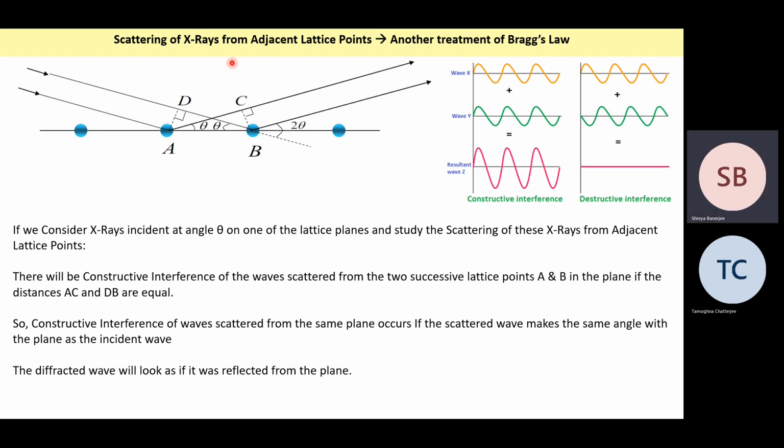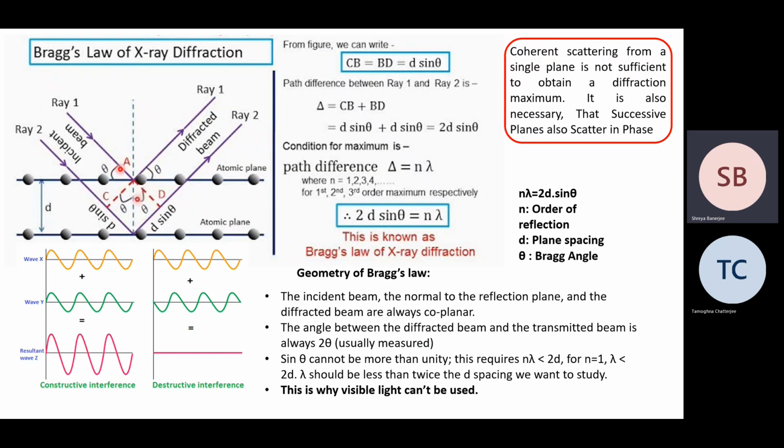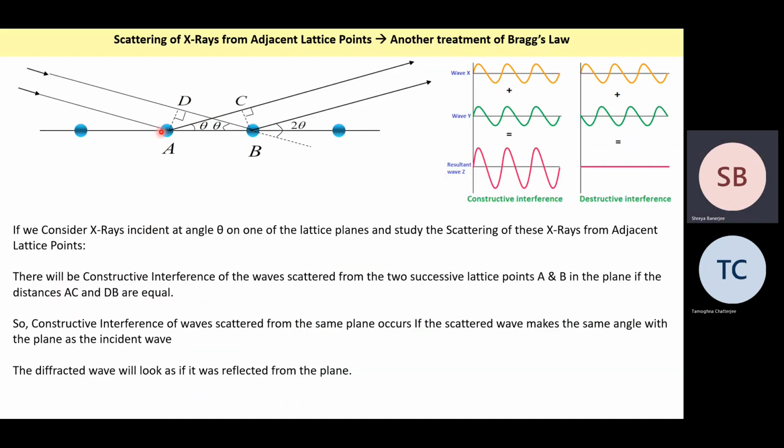This is another treatment of Bragg's law, where we consider X-rays incident at an angle theta on one of the lattice planes and study the scattering of these X-rays from adjacent lattice points. In the previous treatment, we had studied the diffraction from one atom on the upper plane and one atom in the lower plane, so two different planes. Now we are studying the diffraction between two atoms on the same plane.